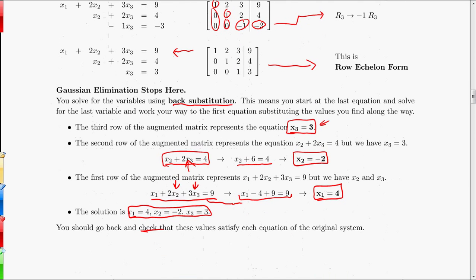Right? But we did it. We got a solution by Gaussian elimination using row operations to get it into row echelon form. And then we use back substitution to get the variable values.